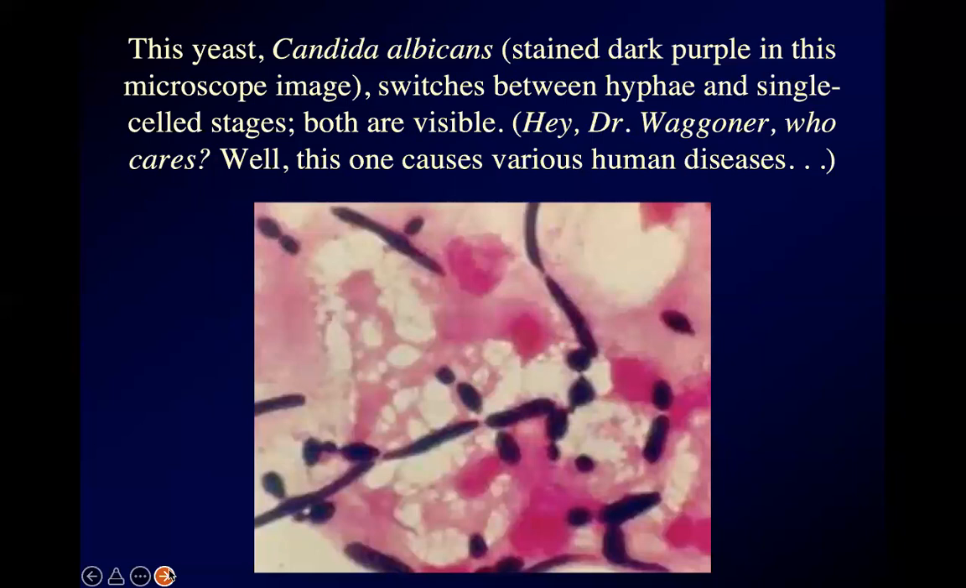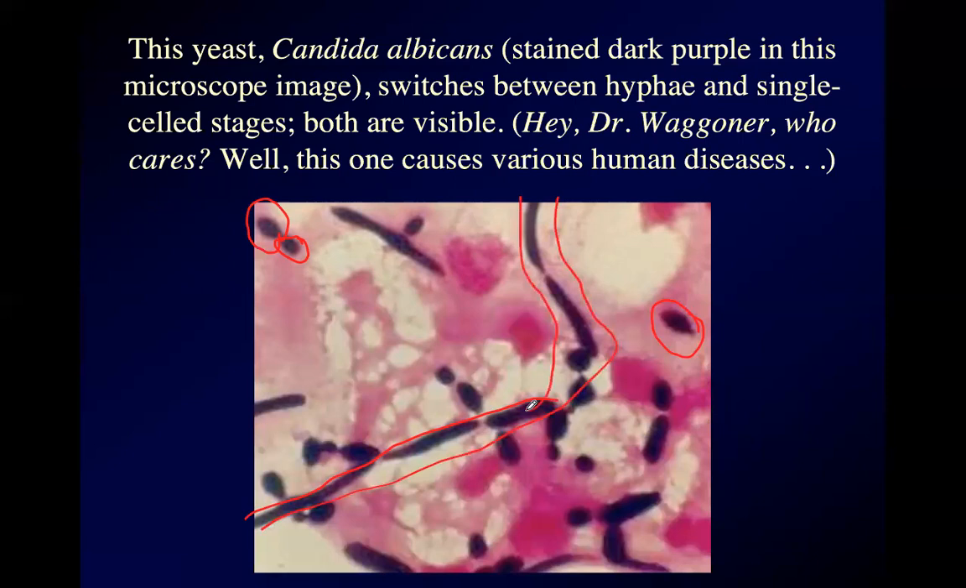This is a yeast that can cause human infections. I used to see this when I worked at the Berkeley Free Clinic because it can cause vaginal infections. It can also infect the mouths, usually of newborns. And what you're looking at is a slide of vaginal discharge, and the yeast is stained very dark, and you can see some of these oval single-celled stages. But you can also see some areas where the yeast is forming hyphae, because this particular yeast can switch.